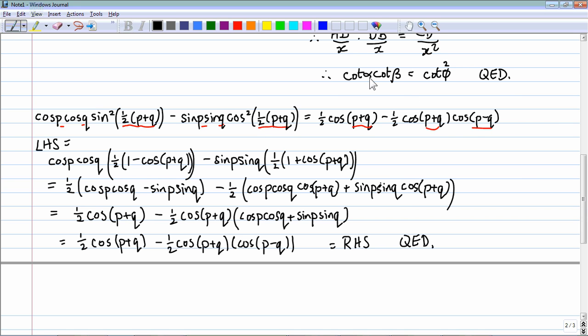So let's look at this long equation. How do we get cot p cot q? Well, here we've got cos p cos q, and here we've got sine p sine q. So it doesn't take a genius to figure out, well, let's divide by sine p sine q. But on the right hand side we need cot squared of half (p plus q). So again we're going to have to divide by sine squared half (p plus q).